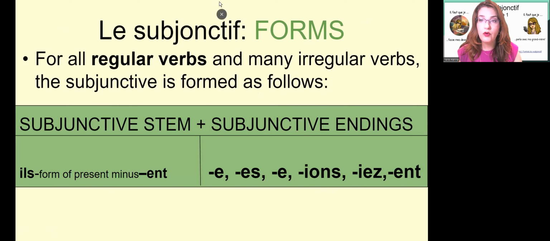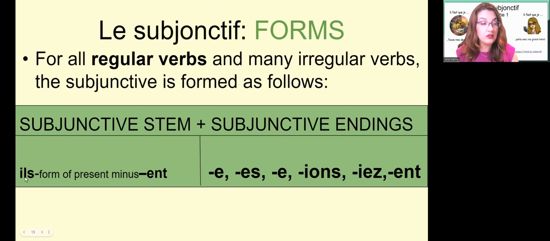For all regular verbs and many irregular verbs, the subjunctive is formed as follows. So here is the construction part. We need the subjunctive stem plus the subjunctive ending. Now, how do we make the subjunctive stem? How do we create it?